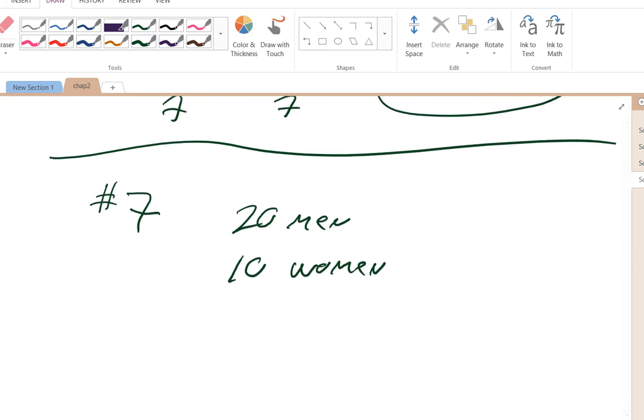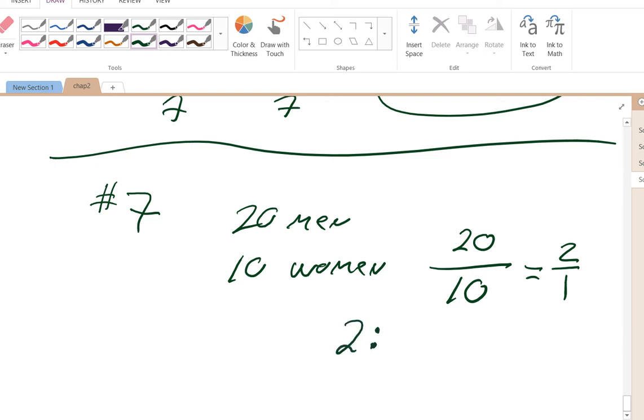Okay, so we want to find the ratio of the number of men to the number of women. So how would you write that as a ratio? Well, we're going to write 20 because it's got to go men on the top and then women here. Okay, because it's men to women. So it'd be 20 over 10. But it wants us to reduce that, so that's going to reduce down to 2 over 1. Okay? Then they want us to write that in colon form, so we would go 2 colon 1 like that. And that's all you have to do there.